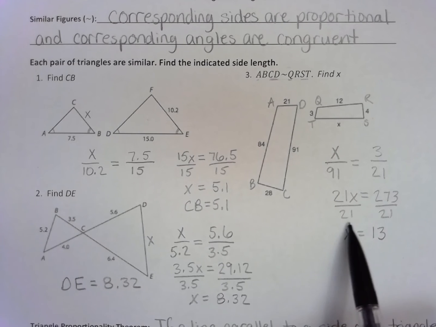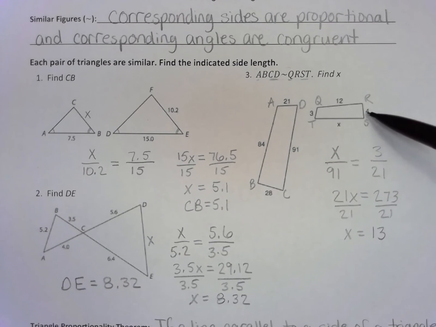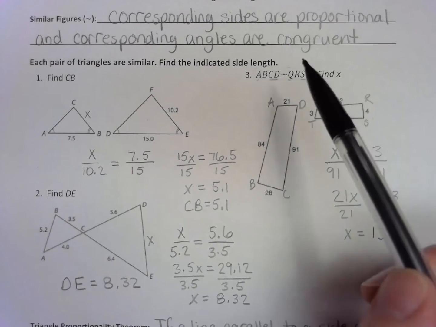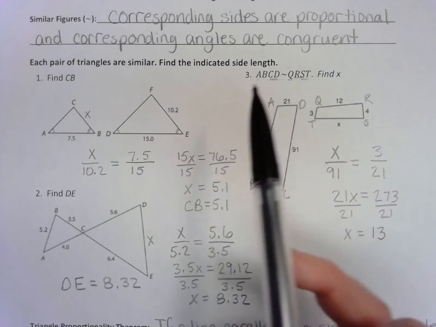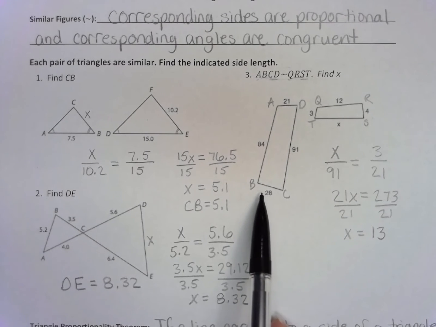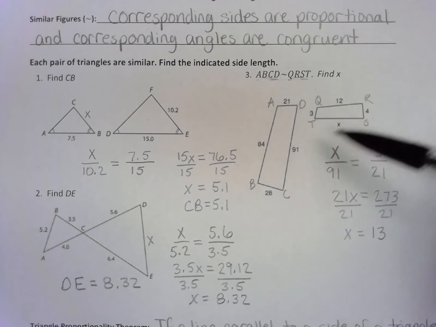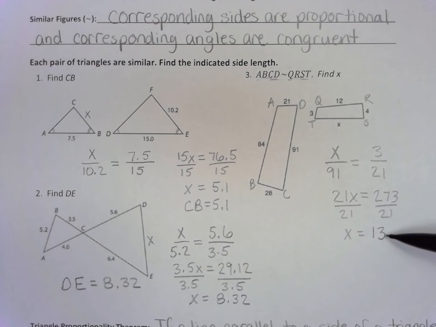You would have gotten that same solution even if you picked another pair of corresponding sides. So if you wanted to pick this RS, looking at our similarity statement, would go with BC, so you would write it with the 28. So again, you could have replaced this ratio that we chose with a different pair and still solved to be the same value for the missing side.